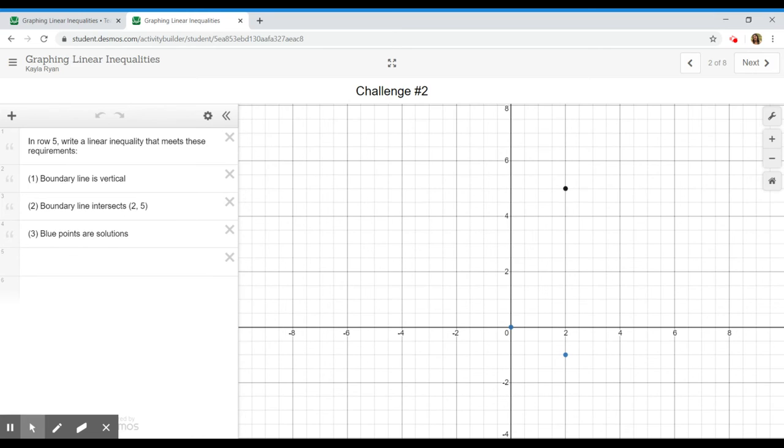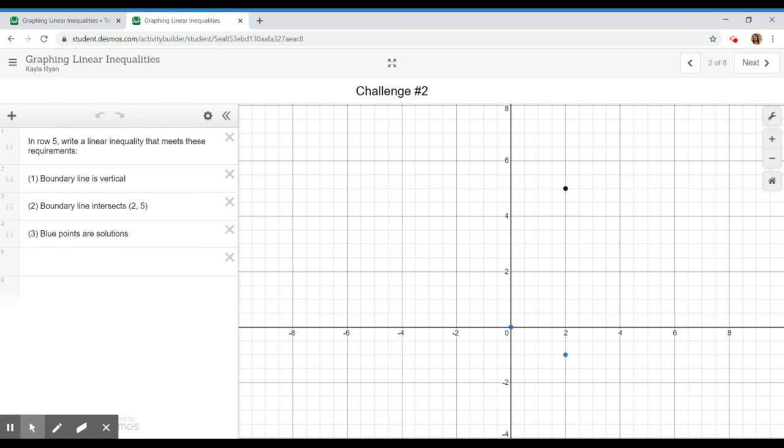The next one I want to mention, just because we've always struggled with vertical and horizontal lines, says in row 5, write a linear inequality that meets these requirements. The boundary line is vertical. So horizontal is left, right, like the horizon. Vertical is straight up and down, so I know what I'm kind of picturing. The boundary line intersects 2, 5. That to me is the biggest clue.